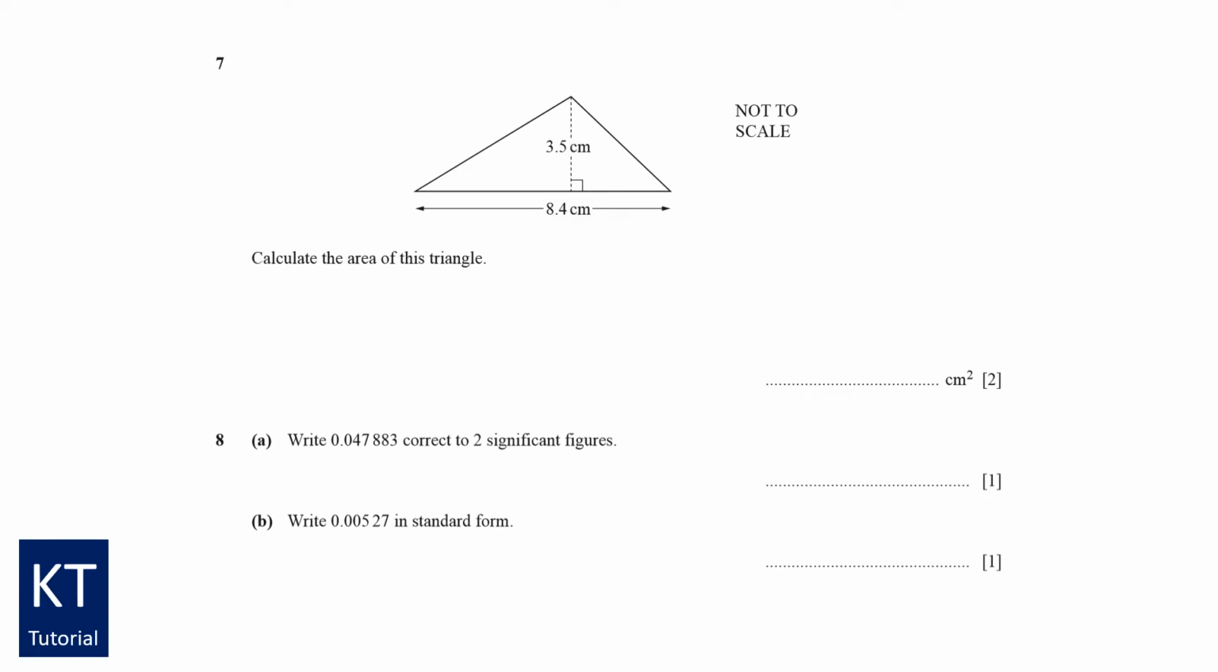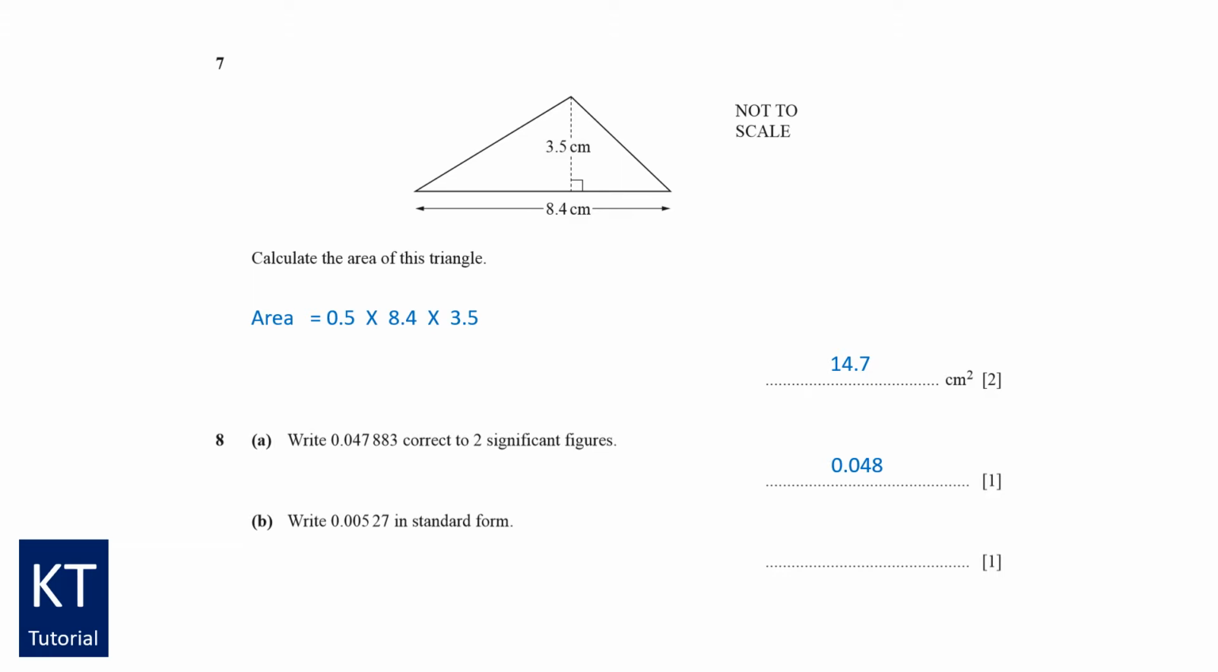Question 7. Calculate the area of the triangle. The area is half of its base length and height. Question 8a. Write 0.047883 correct to two significant figures. Following the rounding rule, you should arrive at 0.048.